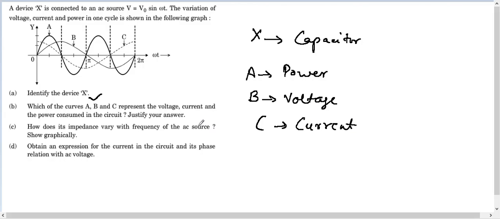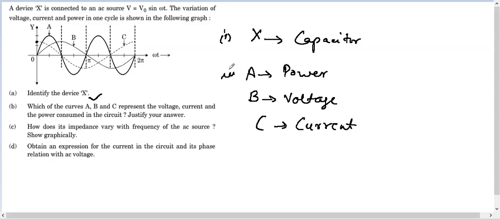As in a perfect capacitor, the current leads the voltage by a phase angle of 90 degrees. So if we say that C is going to be current, because we can see here that it is leading the voltage by a phase angle of 90 degrees. So that was the first part, that is it was a capacitor.